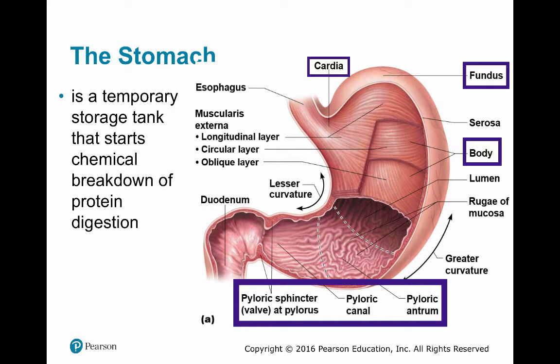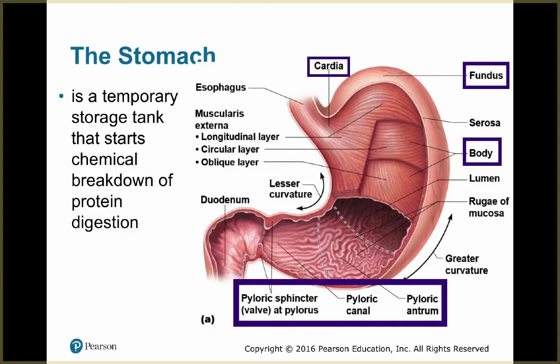Now the next part that we're going to talk about is what happens once it gets through that orifice into the stomach. So the stomach is the temporary storage tank, and this is where much of the chemical breakdown of protein starts, or protein digestion. Carbohydrate digestion started in the mouth with the amylase that you have. And so basically what's happening here is we're going from that bolus, and the stomach is producing chyme.